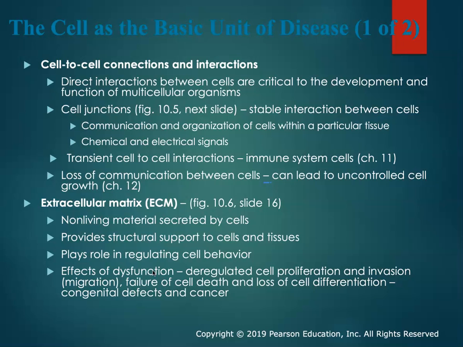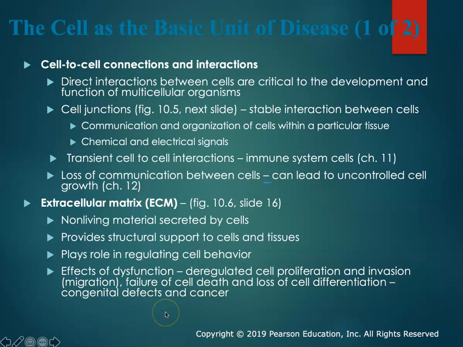So basically, if you think about metastasis, cancer cells can detach from one area and then move somewhere else, because there's a dysfunction of that extracellular matrix. Those cells are not staying anchored in the tissue that they belong in. And so a lot of dysfunction of the extracellular matrix is related to cancer.